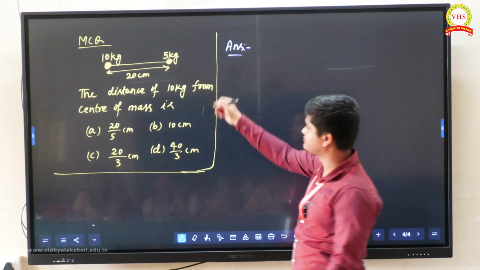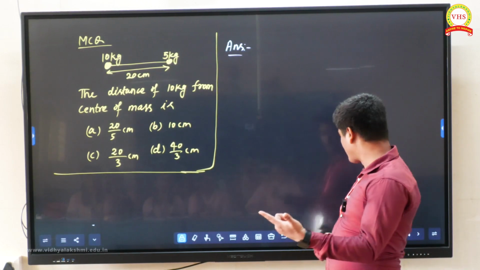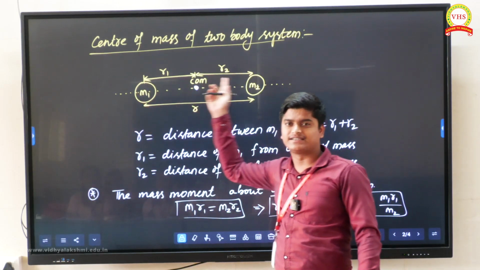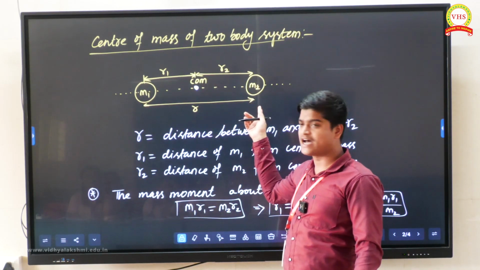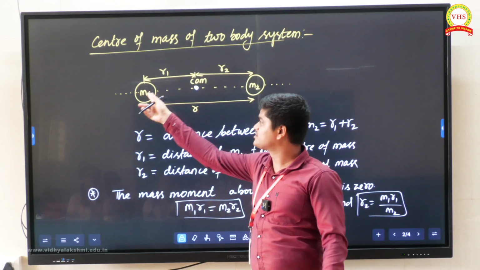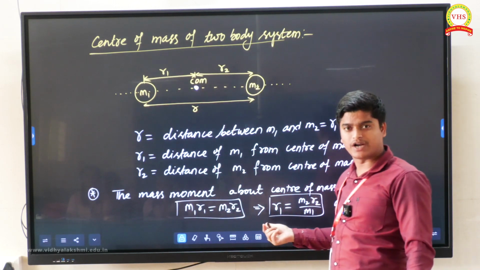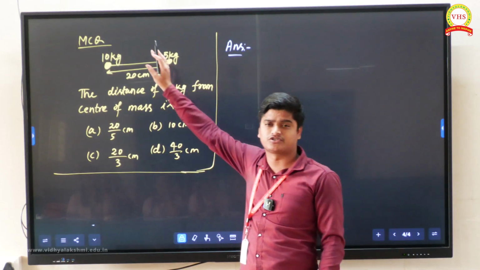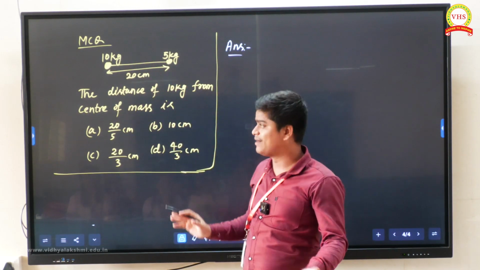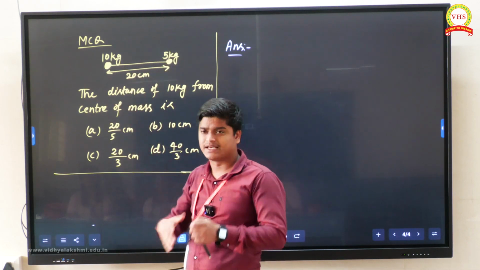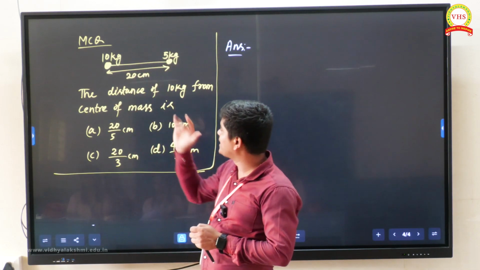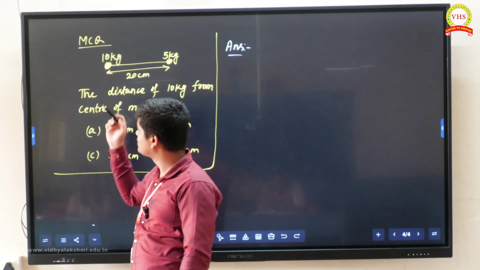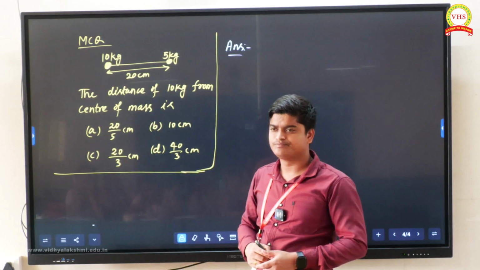First understand the question. It is exactly our same problem. M1, M2 problem or not? Left side mass is M1, right side mass is M2. Distance between them is R. R1 is the distance of M1, R2 is the distance of M2. Sometimes in language also they can give: two masses of 10 kg and 5 kg separated by 20 centimeter. Find the distance of 10 kg from the center of mass.